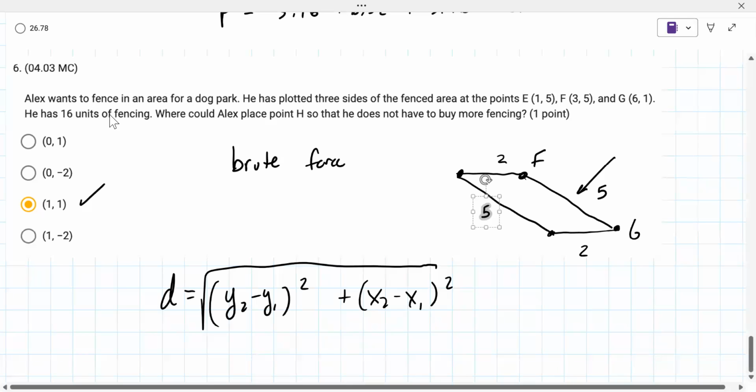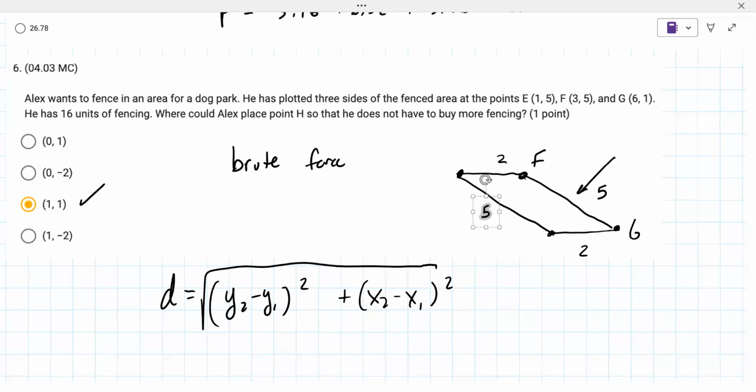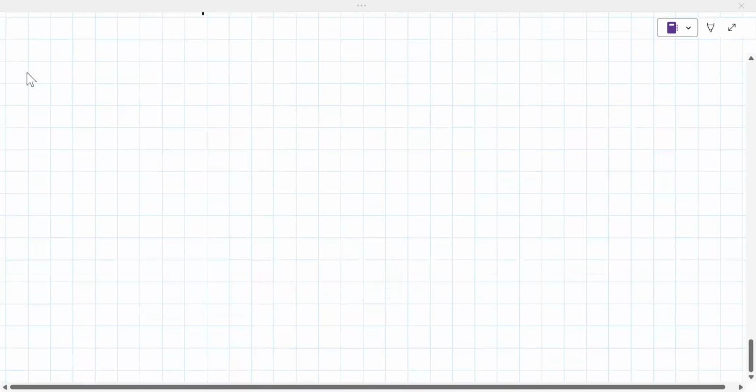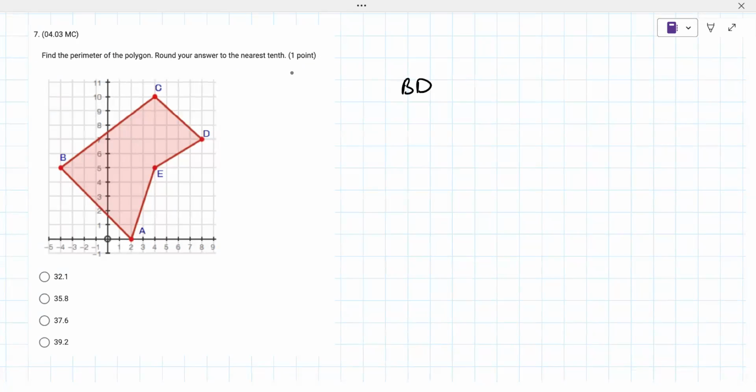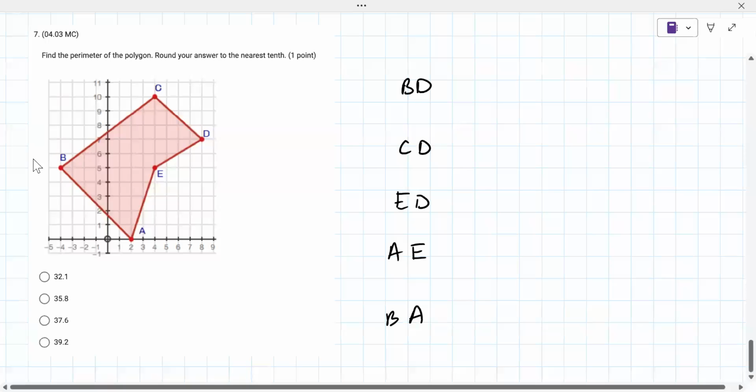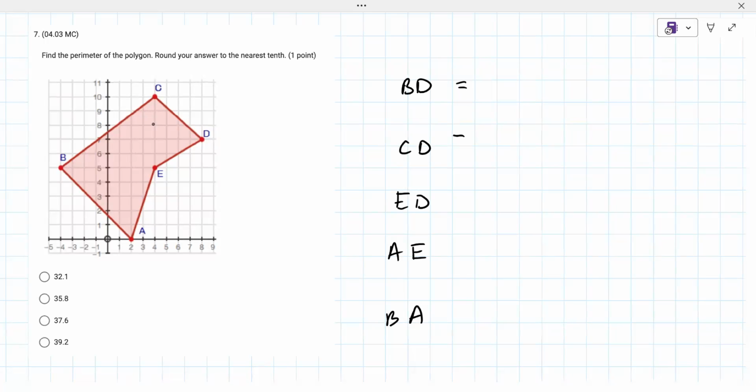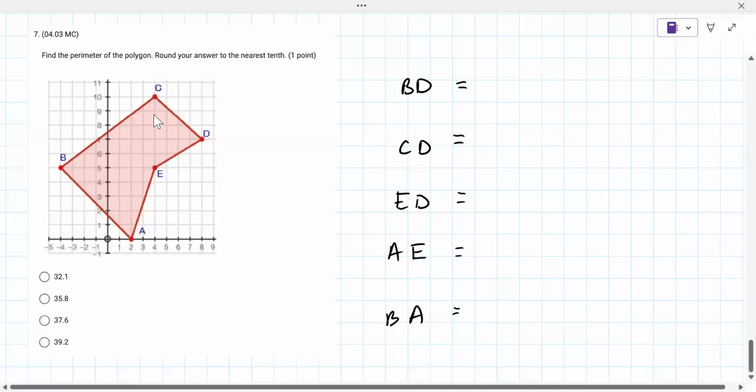All right, number 7. This is one of the ones that kind of confused. Find the perimeter of the polygon, round your answer to the nearest tenth. So you have to find the distance for each of these. And it doesn't matter how you do it. You can draw triangles and use Pythagorean theorem. You can label the points, but you have to find the distance for each of these. I think triangles are the easiest way to do it.